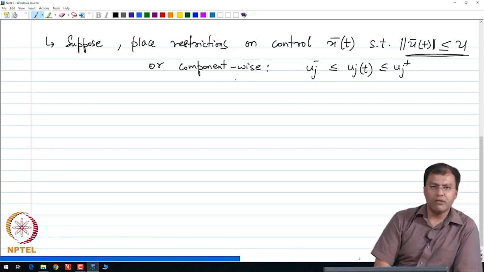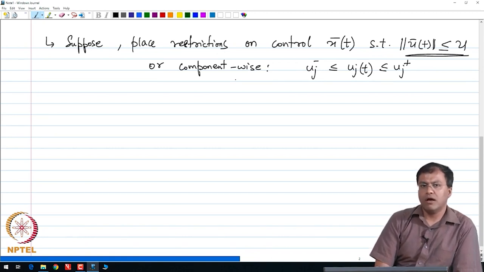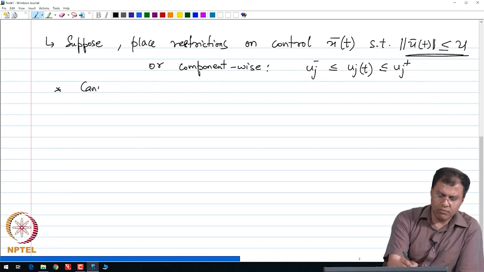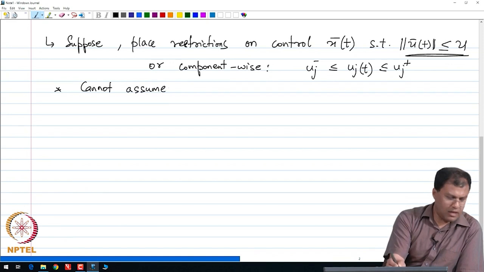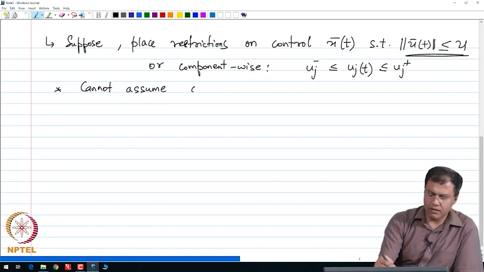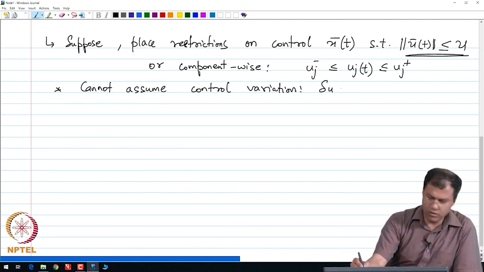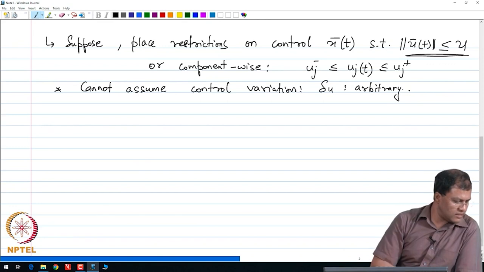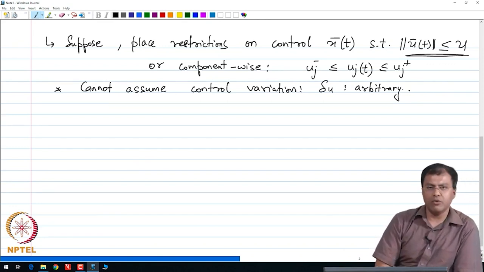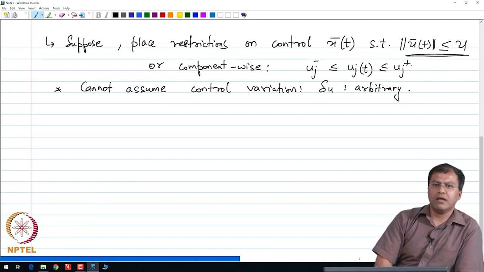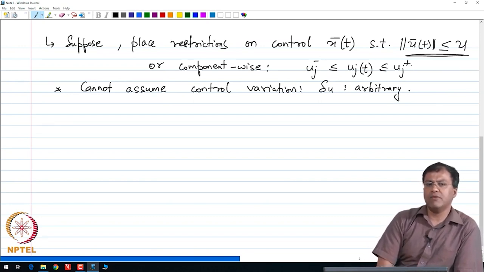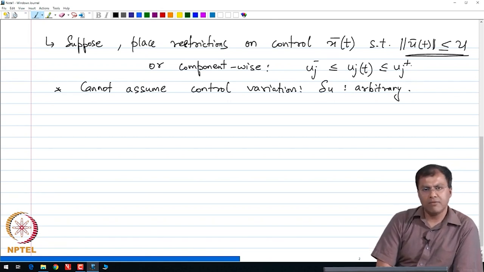So now we cannot assume any more that the control variation delta u is arbitrary. So what shall we do in this case? Notice that so far we have been optimizing our performance index or functional by setting the first variation equal to 0. The moment we have a constraint on the control variable, we cannot set the equality condition, but certainly we would like the first variation to be non-negative.